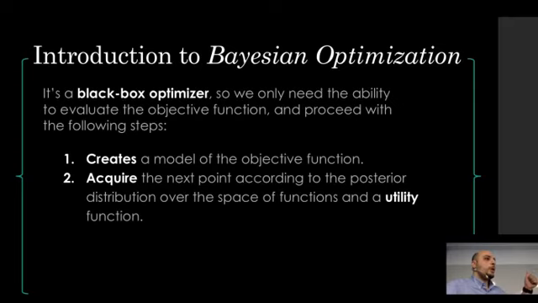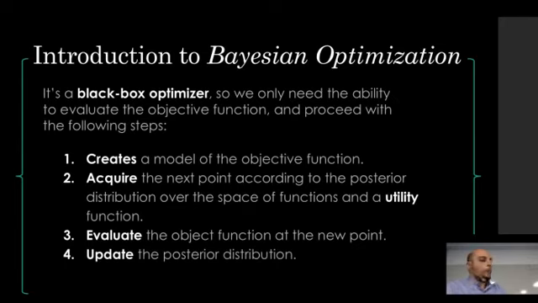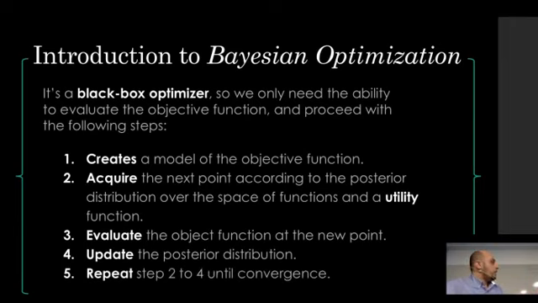So we need a model and we need a utility or an acquisition function, so these two parts. Then once we acquire, we evaluate. We evaluate the new point using the objective function. We observe the true value of this point. And then we update the model because now we have a new evaluation, we have a ground truth. We update the model and basically we repeat. So create, acquire, evaluate, update, and repeat.